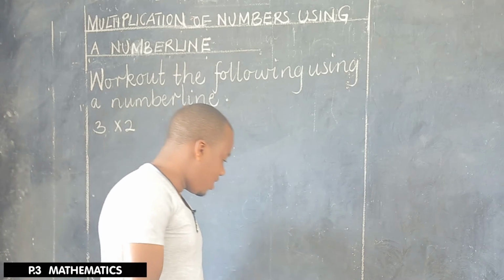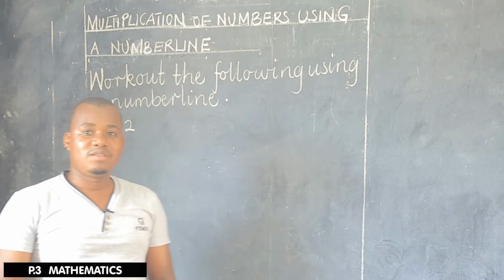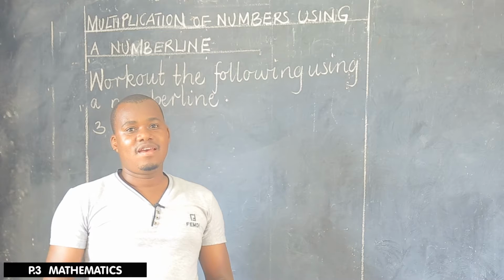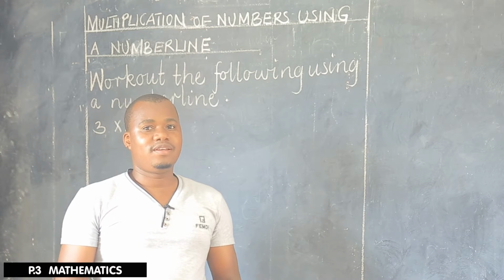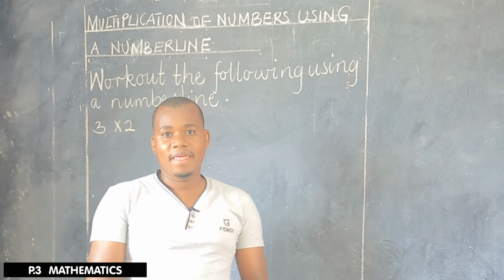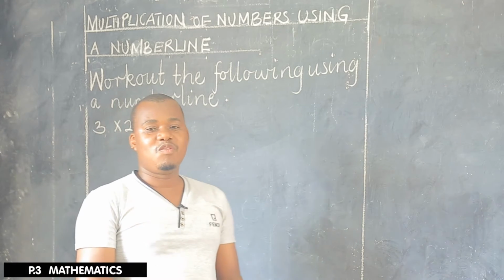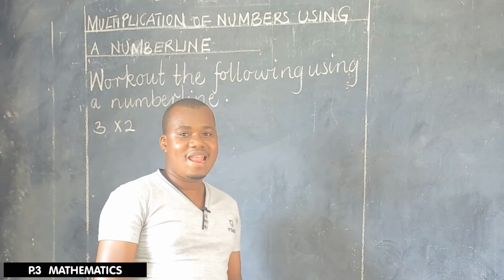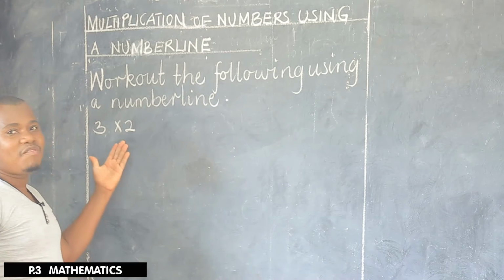In lesson 23, we looked at subtraction of numbers using a number line. I hope you enjoyed it, and I think the work that I gave you was done well. I will check it sometime. So in lesson 24, we are going to look at multiplication of numbers using a number line. How do we multiply numbers on a number line? Look here. We have 3 times 2.